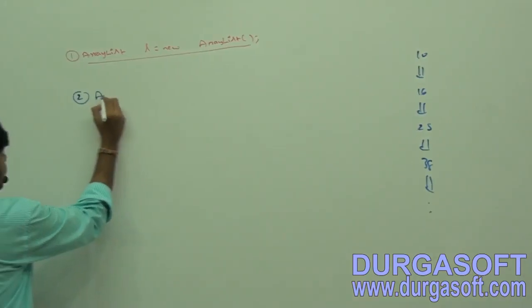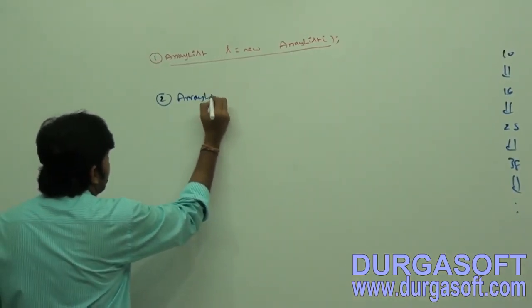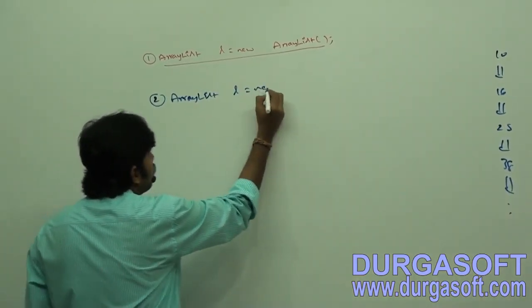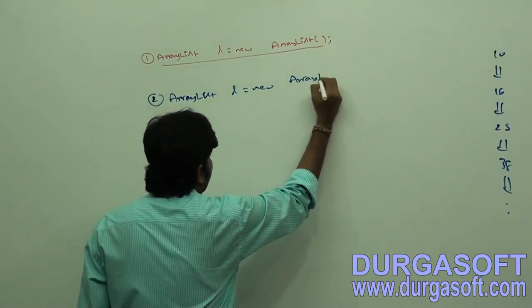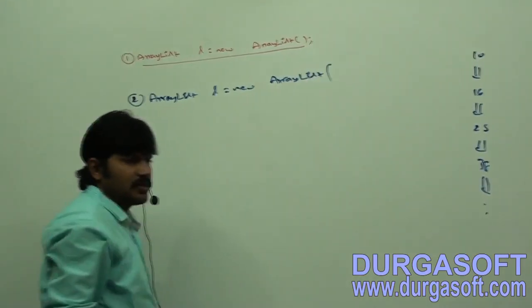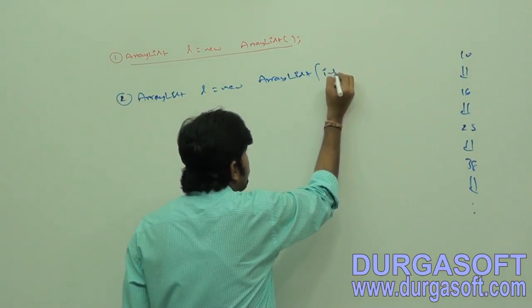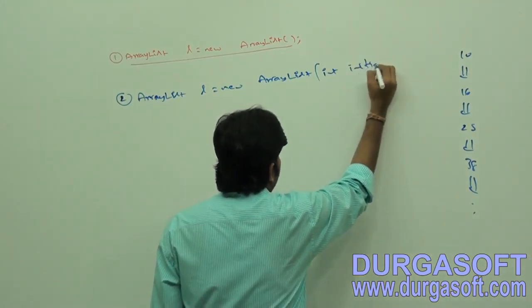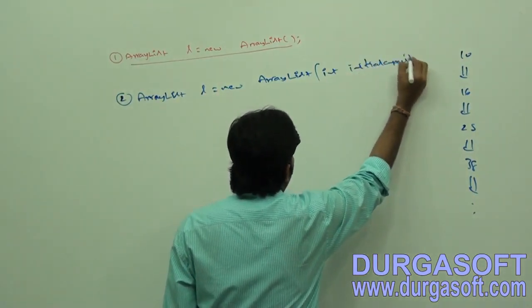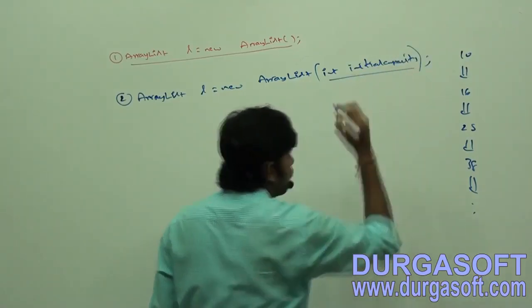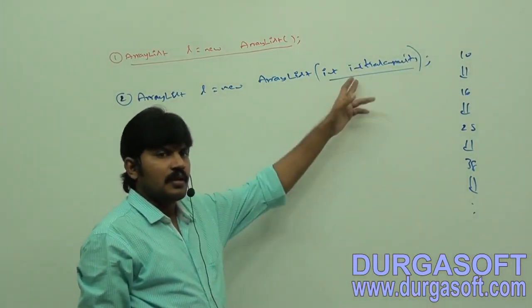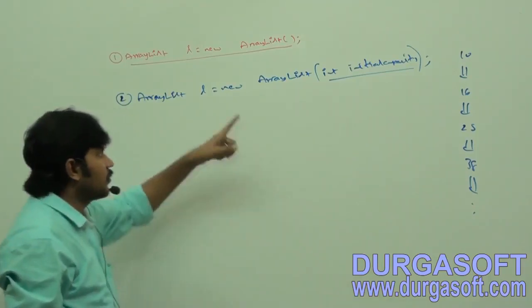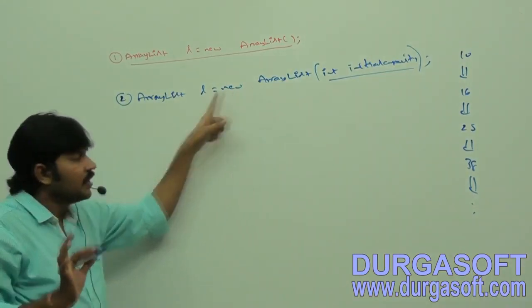Yes, second one: ArrayList l = new ArrayList(int initialCapacity). Sir, how much capacity do you want? Int initial capacity. Just specify 1000, then by default we are going to get a 1000-capacity array list. Is it clear, right? Okay.